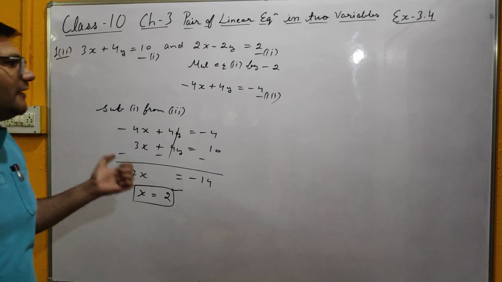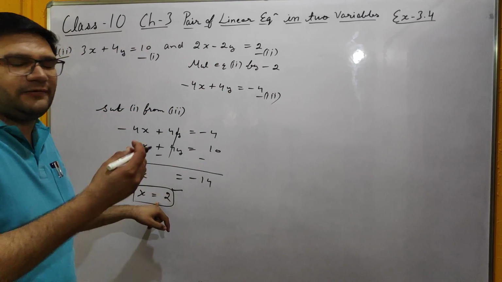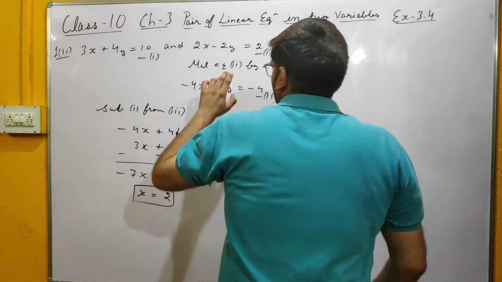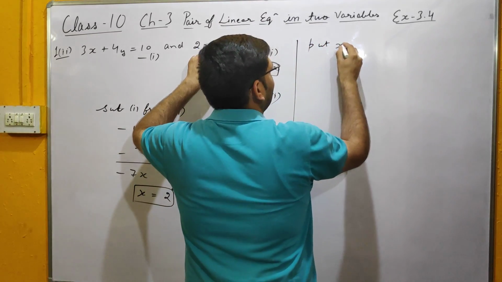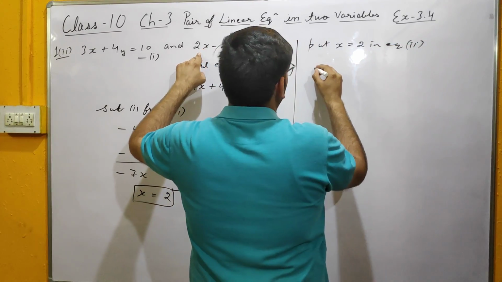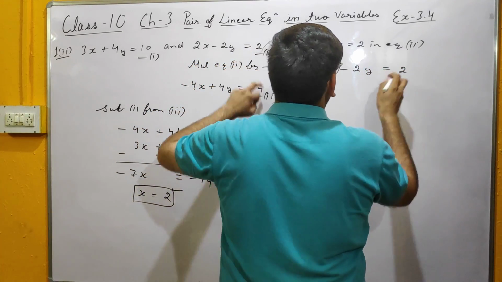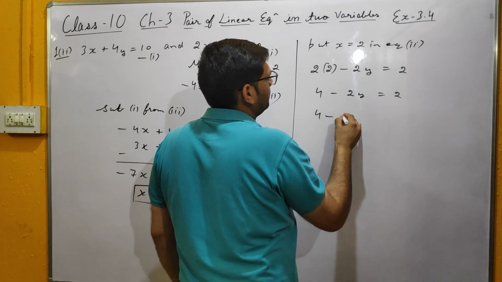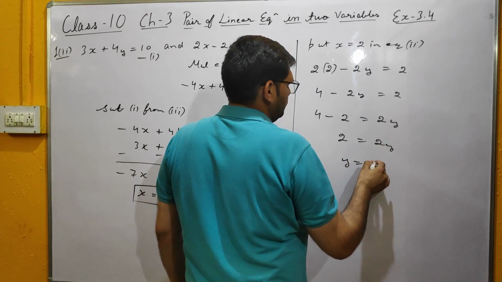So now we have the value of x, and it is 2. Now we need to find out the value of y. So you choose one equation, either first, second or third. Put the value of x and find the value of y. It's very simple, just like the substitution method. So let's use this equation. Put x equals 2 in equation number 2. So 2 into 2 minus 2y equals 2. So 2 2s are 4. Minus 2y equals 2. So 4 minus 2 equals 2y. 2 equals 2y and y equals 1.